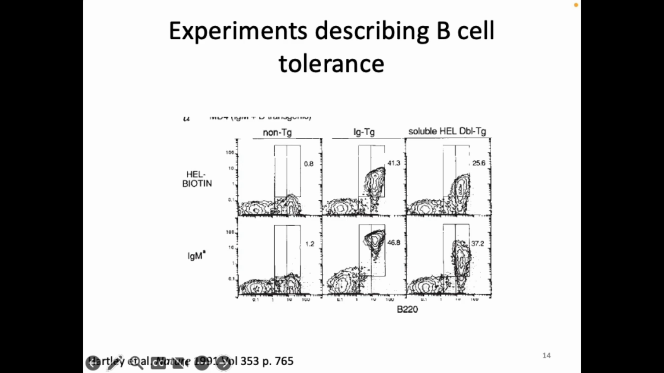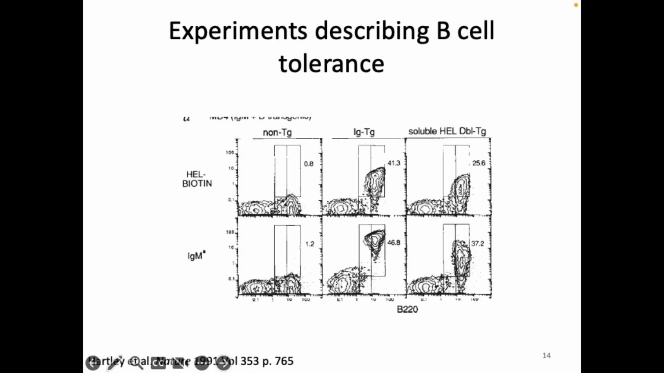What's the next question that you might have about these mice? Yeah, David. Were they healthy? Did these mice have rampant autoimmune disease, because they have all these self-reactive B cells now in their periphery? The answer is no, they're perfectly healthy, no autoimmune disease at all. So somehow we're getting around these mice having autoimmunity, even though they have these self-reactive B cells in their body.